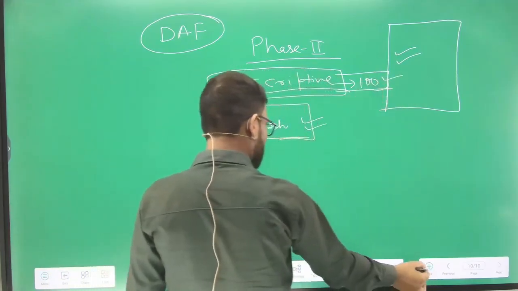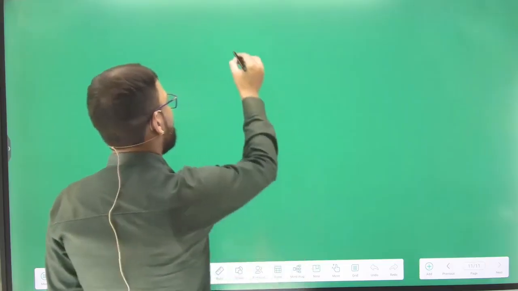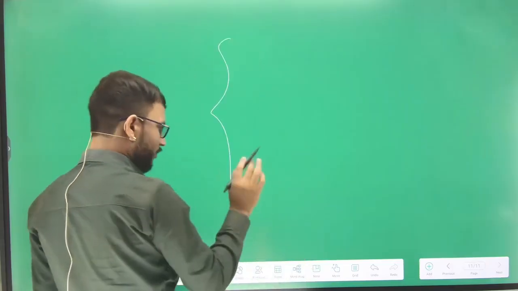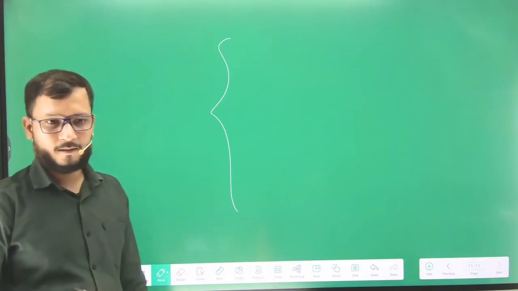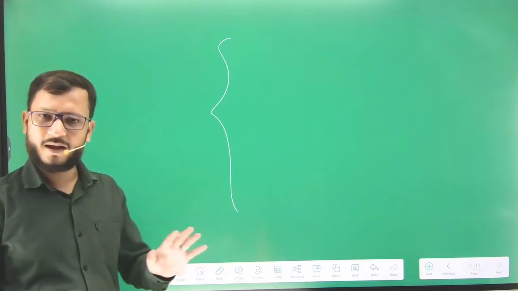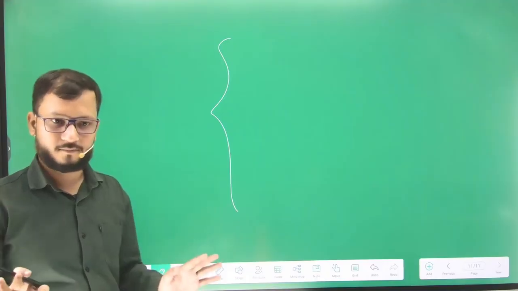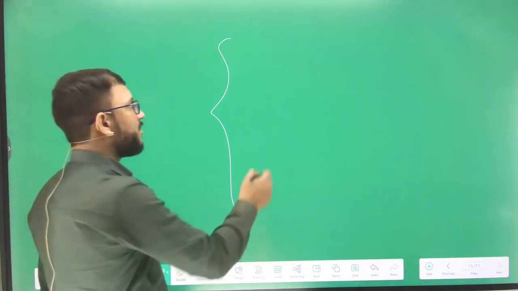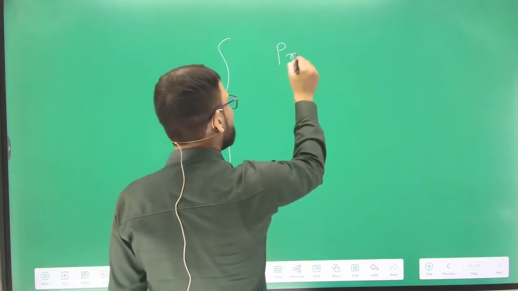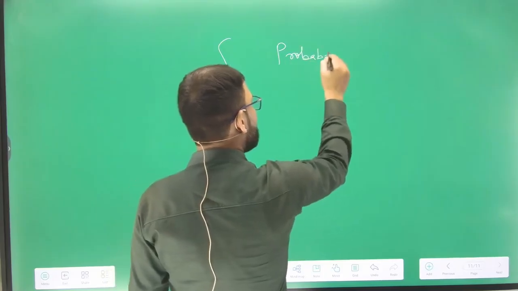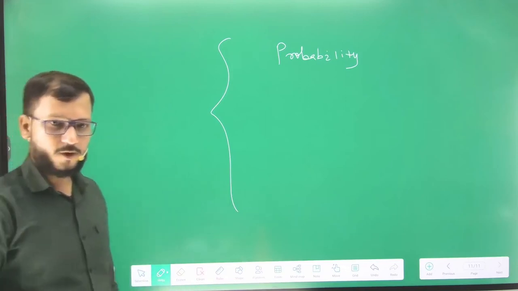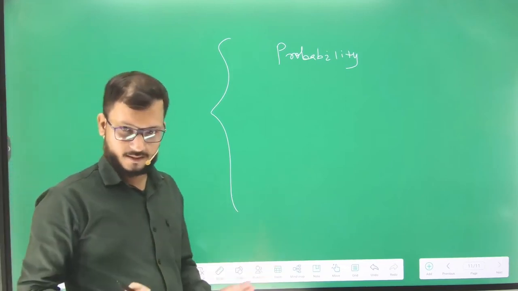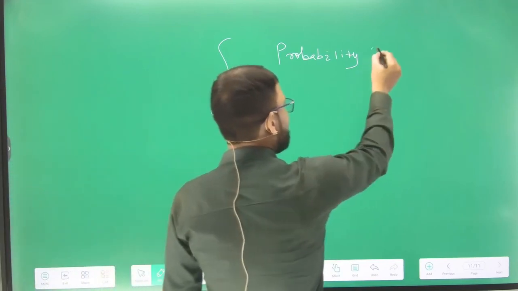Now in the descriptive, according to the recent pattern, you have 7-8 sections, but in the end we have to select 5. Clear? The first section is probability. I will never tell you to select 5, I will tell you to select only 3. Got the point? But I will teach you 5 sections. Probability and sampling.